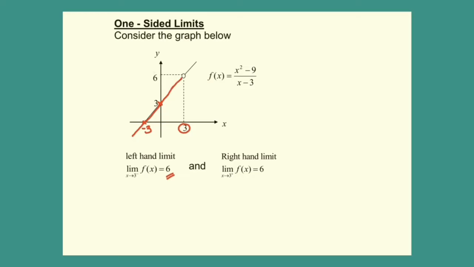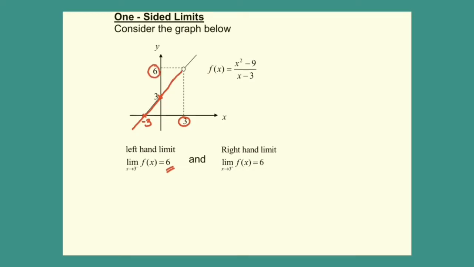y is approaching 6. And then look at the graph on the right, x equal to 3 here. When x approaches 3 from the right, y approaches 6. And then the limit of f(x) as x approaches 3 from the right equals 6.